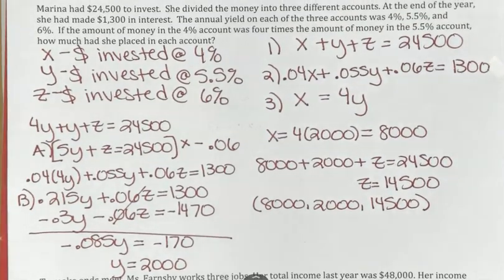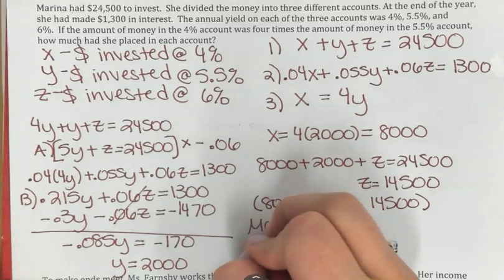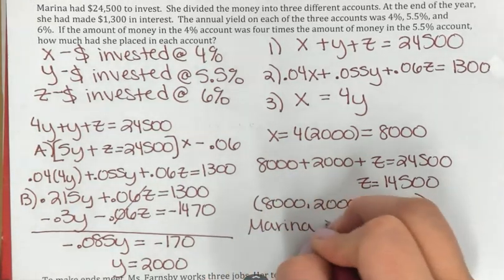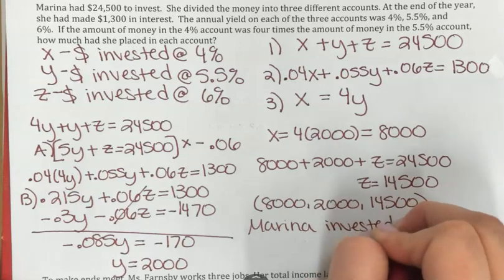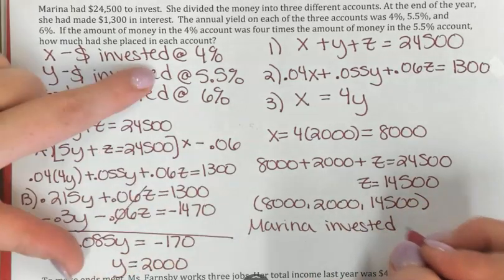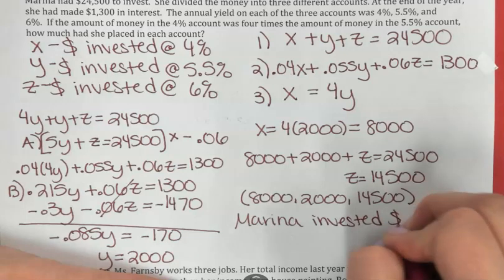What were x, y, and z? Well, this means that Marina invested, x was 8,000, so $8,000 in the 4% account.